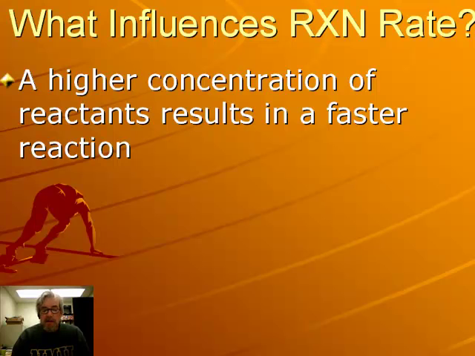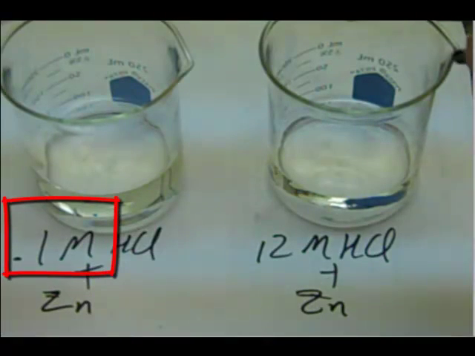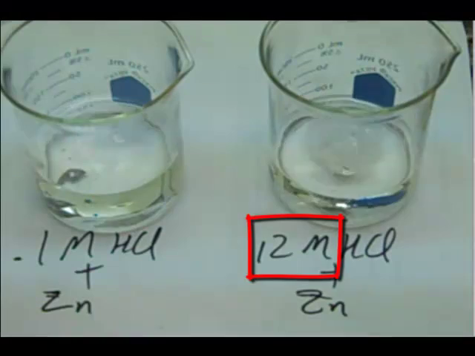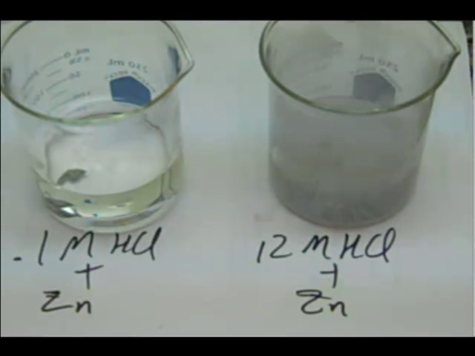Another example would be if you compare a low concentration and a high concentration of hydrochloric acid with the same reactant, like this. Here I have 2 beakers that both contain hydrochloric acid, and I'm going to put zinc into them. On the left I've got 0.1 molar hydrochloric acid, and on the right I have 12 molar. As soon as I drop the zinc pellets in, you can see the 12 molar HCl is reacting violently with the zinc, but it doesn't seem like very much is happening with the 0.1 molar hydrochloric acid and the zinc.